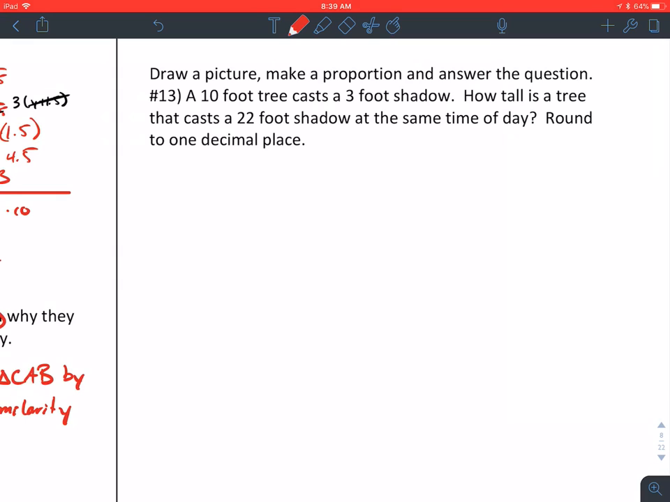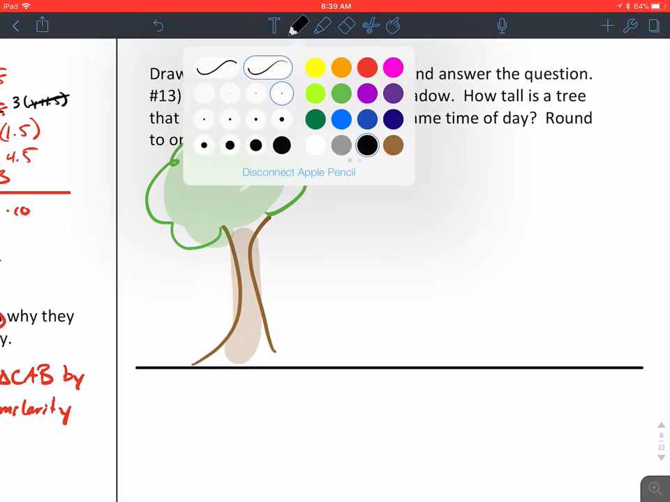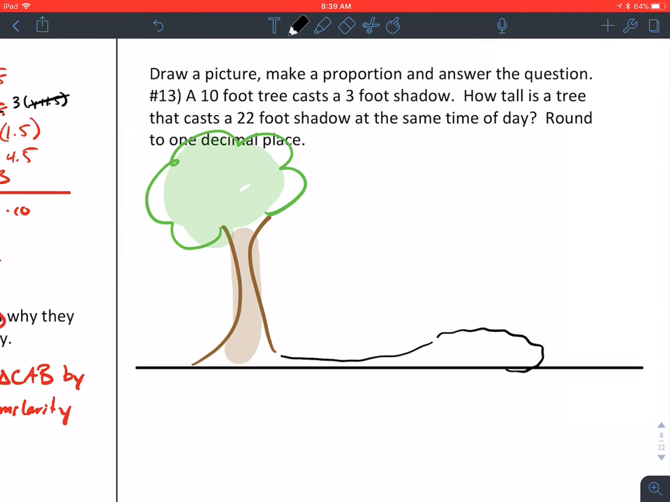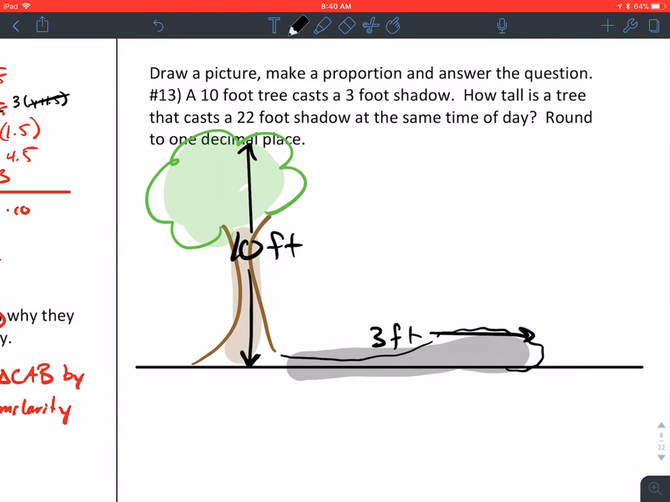Last one, 13. A 10-foot tree casts a 3-foot shadow. Look at this tree. What a gorgeous looking specimen. Let's say the shadow looks like this. Perhaps not as gorgeous as the tree. A 10-foot tree, so it is 10 feet from the top of the tree to the bottom of the tree. The shadow is 3 feet. The picture is not drawn to scale. How tall is the tree that casts a 22-foot shadow at the same time of day?